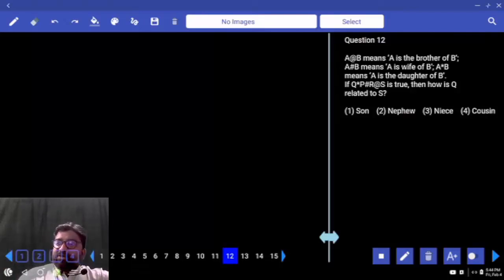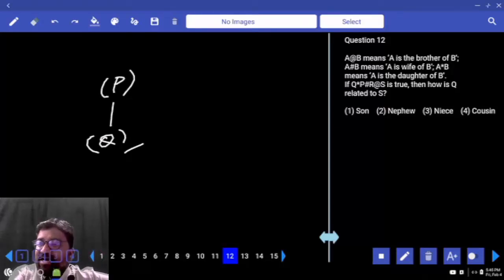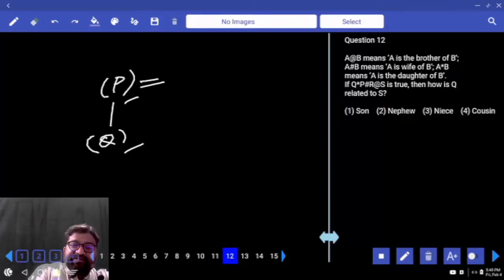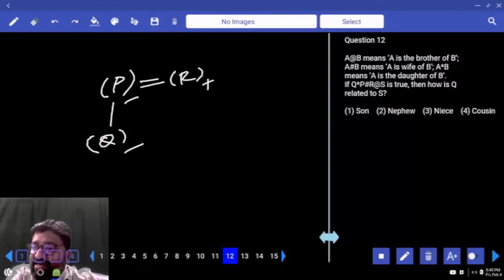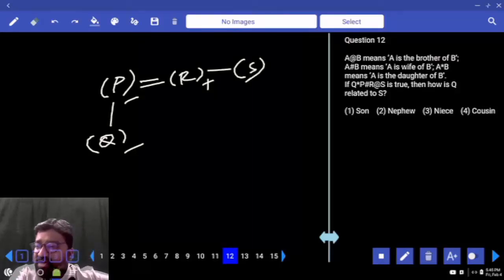Okay. Q star P. What is Q star P? Q is the daughter of P. P is the wife of R. And R is the husband. R at the rate S. R is the brother of S. How is Q related to S? Niece. Option 3 is my answer.